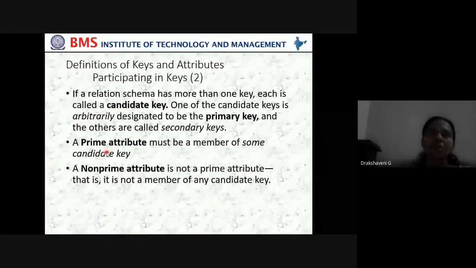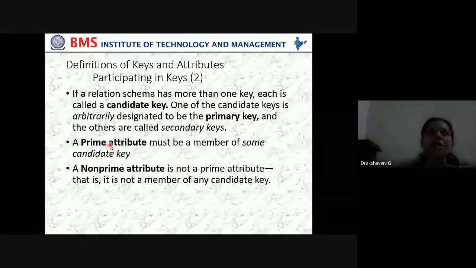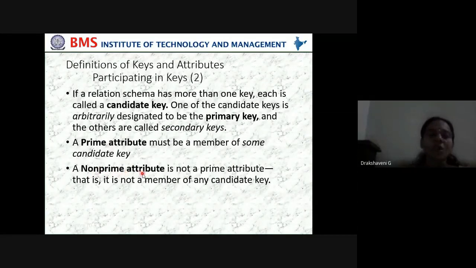The prime attribute is your USN and your name, because I made these two, your USN and name, candidate keys. Then out of these two candidate keys, one is a primary key. Which one is the primary key? USN is the primary key. And out of these two, if I take your name, then that is called a prime attribute. And other details that we have, your age, your address, your city, your semester, your DBMS marks, your DBMS theory marks, your DBMS lab marks, all those, whatever we have in the table, those we are calling non-prime attributes. It is not a prime attribute, that is, it is not a member of any candidate key.